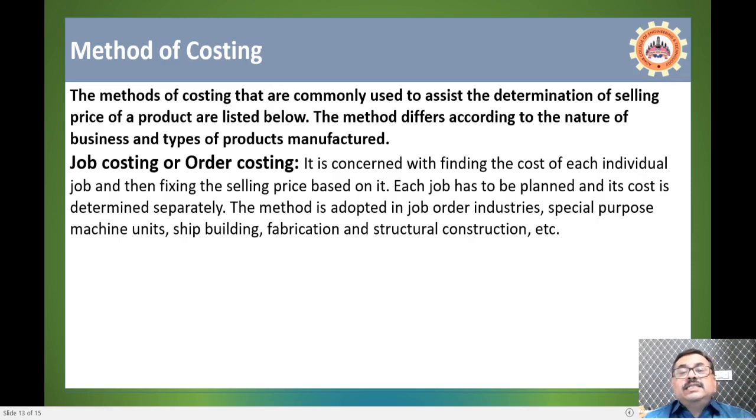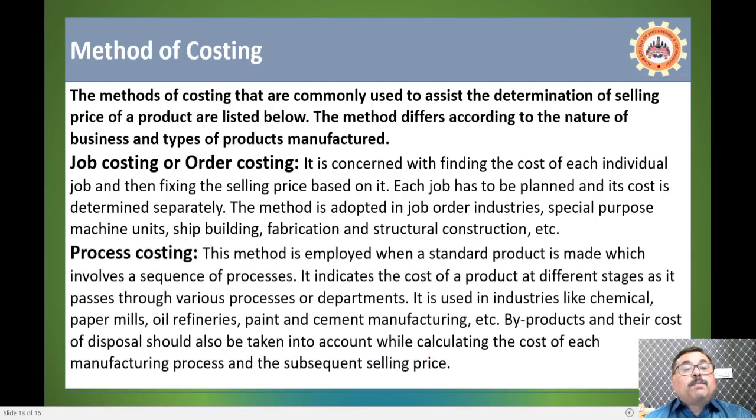It is concerned with finding the cost of each individual job and then fixing the selling price based on it. Each job has to be planned and its cost is determined separately. The method is adopted in job order industries. Special purpose machine units like shipbuilding, fabrication, and structural constructions like dam construction and road construction, all these things will be considered for job costing or order costing.